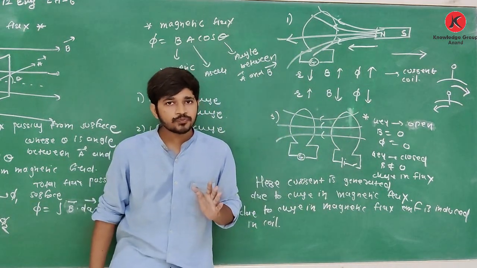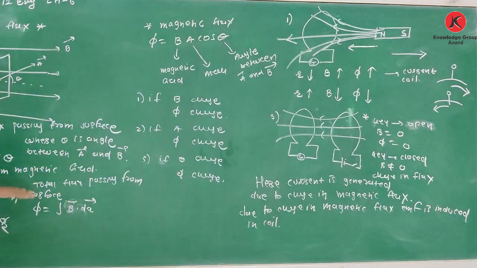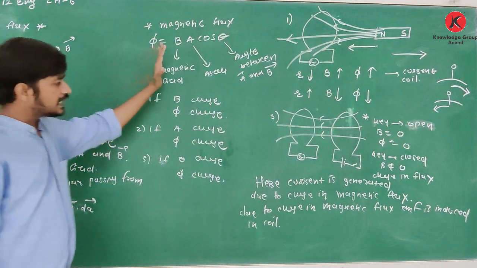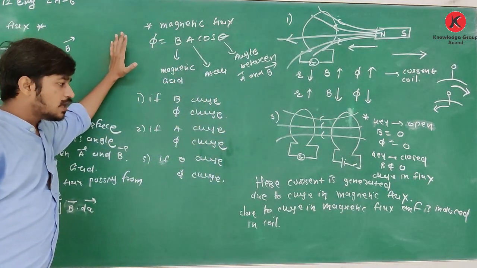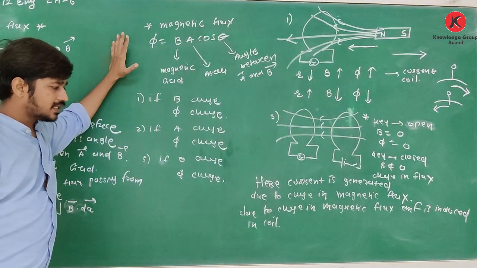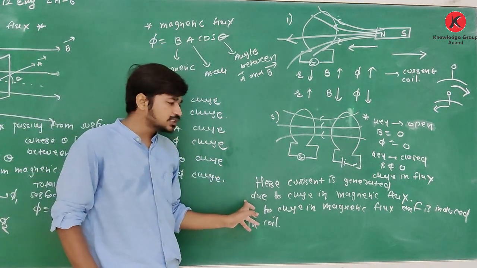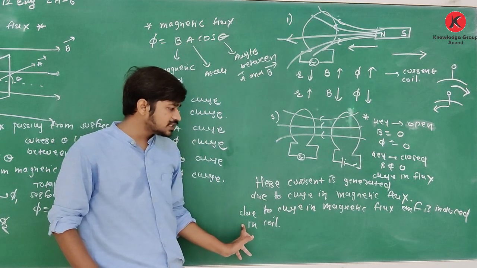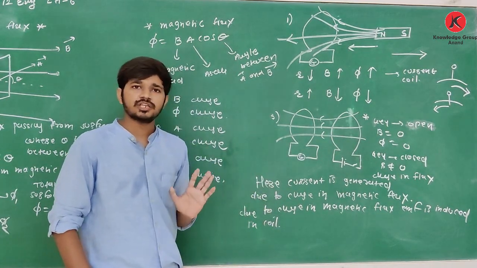Clear about this? So yes, magnetic flux. This point is extra, because you have to remember this: how current is generated. Current is generated due to change in magnetic flux. Due to change in magnetic flux, EMF is induced, and due to that current is induced.